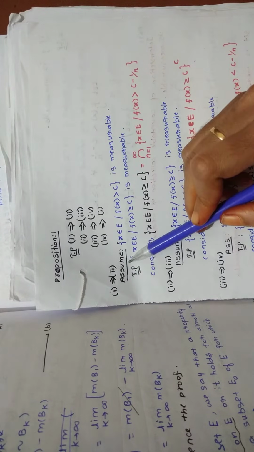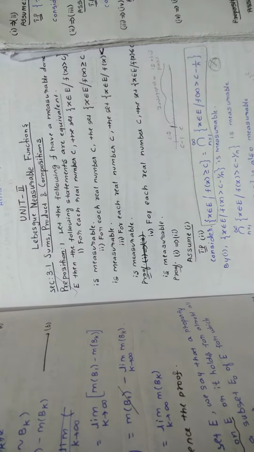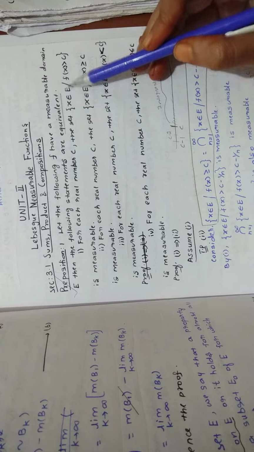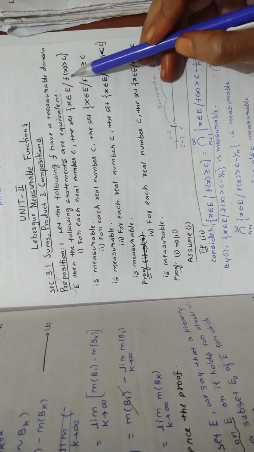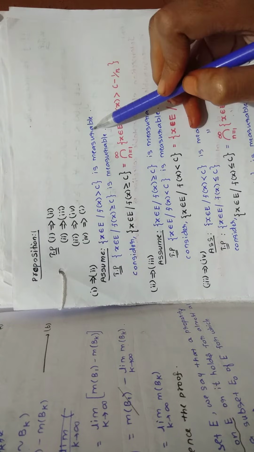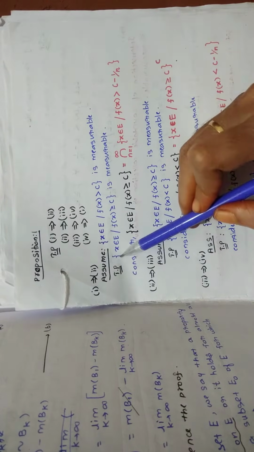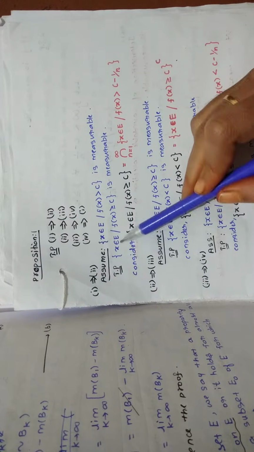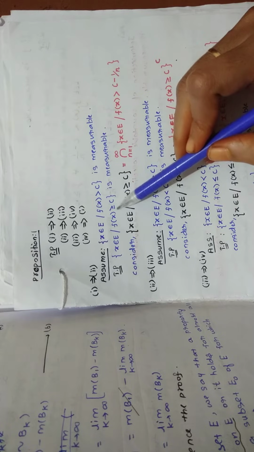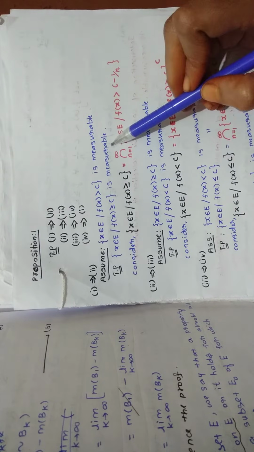Here you are assuming the first statement given. Assume the set of all x belongs to E such that f of x greater than C is measurable. Just copy it down from the question. Then to prove the second statement, our second statement is this: the set of x belongs to E such that f of x greater than or equal to C is measurable. That is what we have to prove.